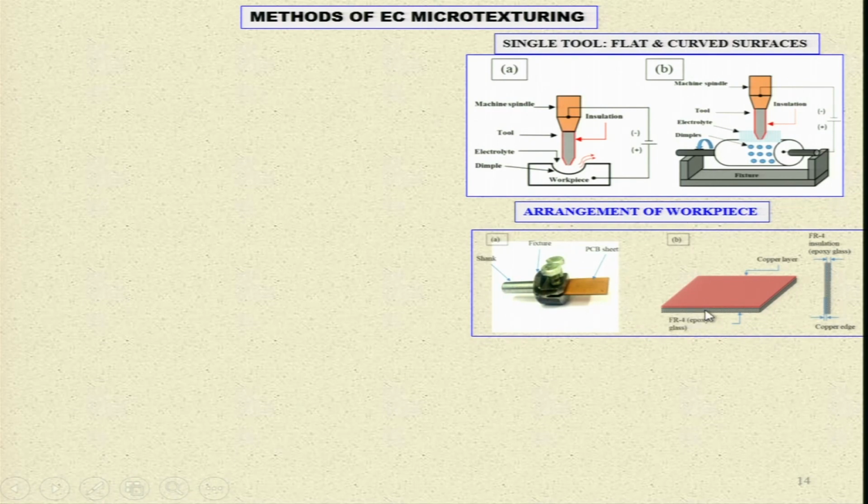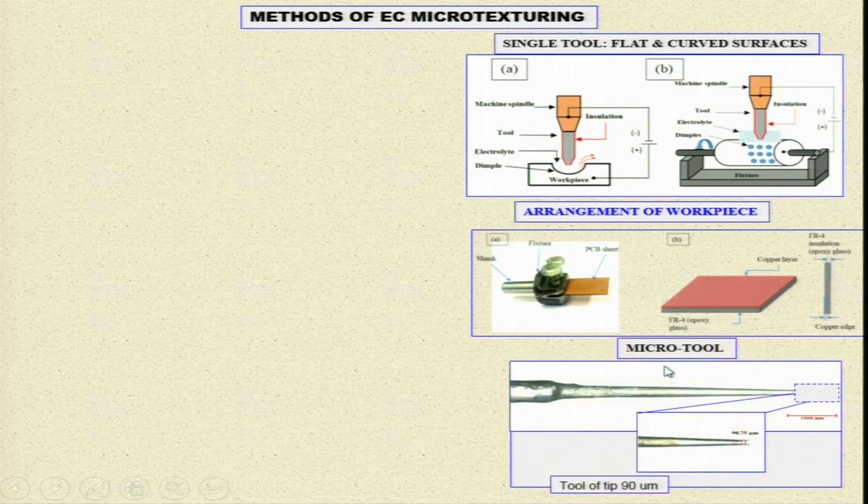Then, this is the epoxy resin, and this is the copper layer, and the micro tool is there. You can see this is the micro tool, and here this is a 75 micron size tool tip, and sometimes it was 90 micron size also. Sorry, this is 90. 75 micrometer is the tool tip diameter over here.